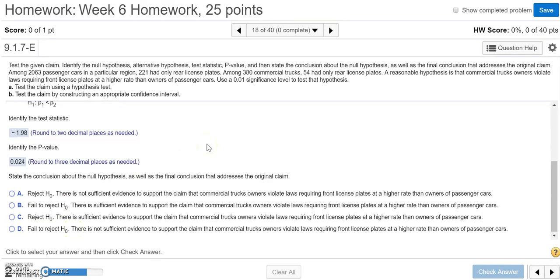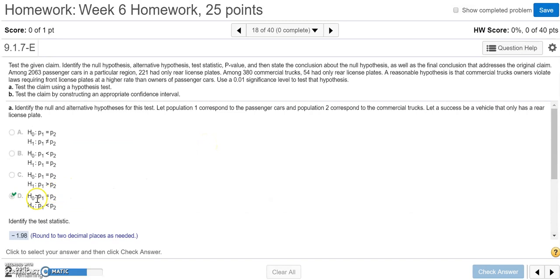Let's go back up to the first part. My null hypothesis said that p1 was equal to p2. That means the proportion of people who had only rear license plates was exactly the same for the passenger cars and the commercial trucks. No difference. My alternative hypothesis said that the commercial trucks actually had a higher rate of having only rear license plates. The commercial trucks, population 2, was more than population 1.